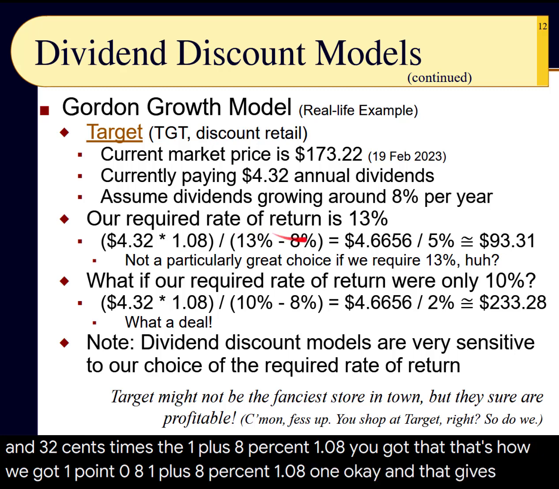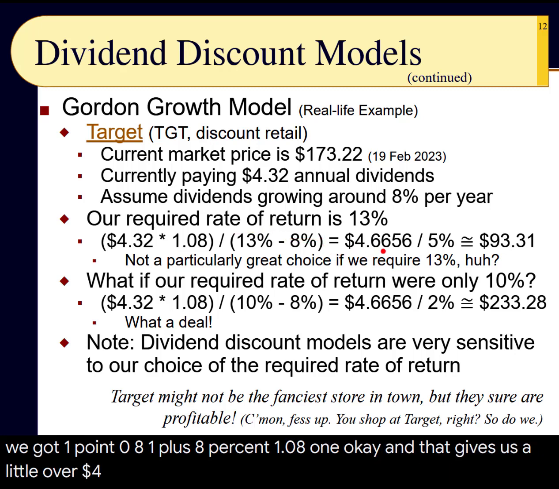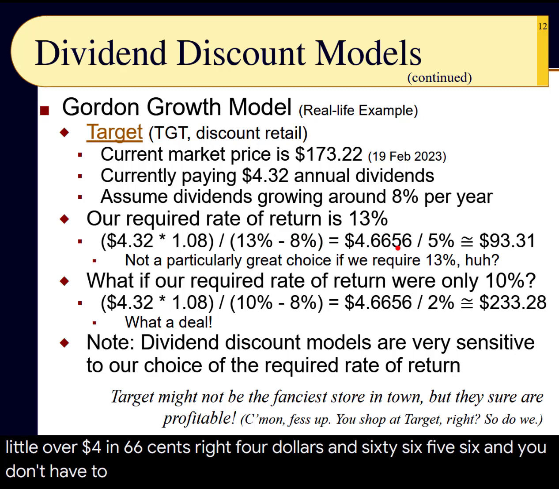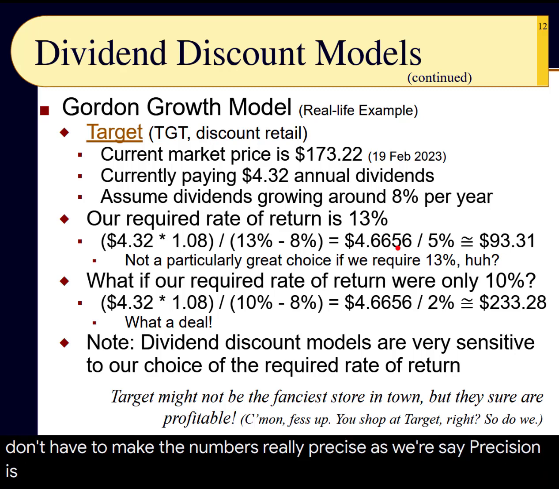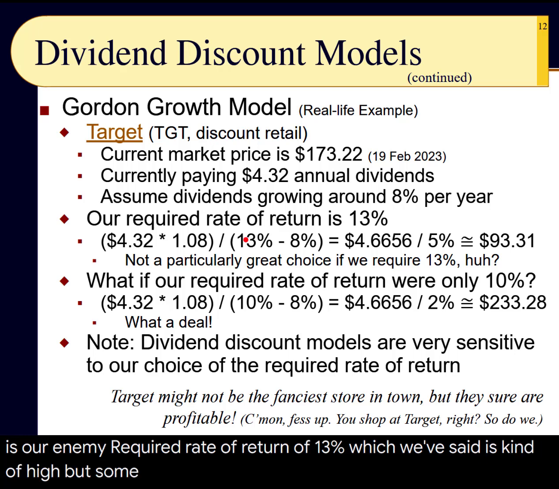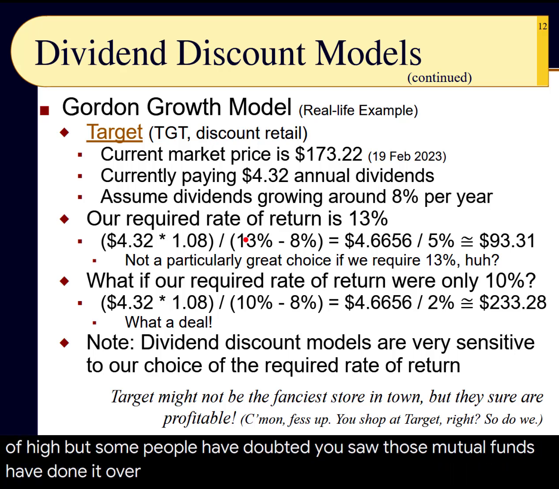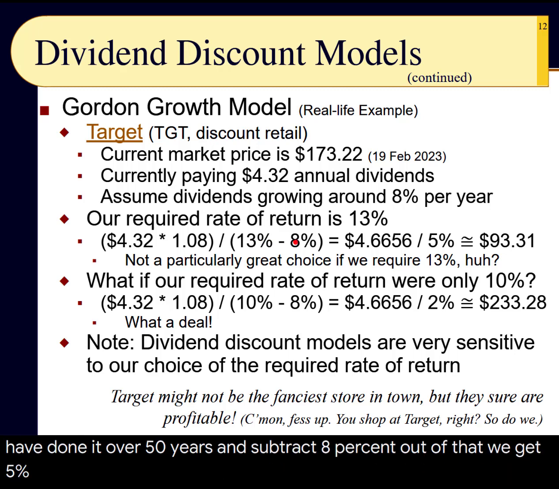And that gives us a little over $4.66, right? $4.6656. And you don't have to make the numbers really precise. As we say, precision is our enemy. And so that's the numerator. If we take our required rate of return of 13%, which we've said is kind of high, but some people have done it. You saw those mutual funds have done it over 50 years. And subtract 8% out of that, we get 5%, 0.05.